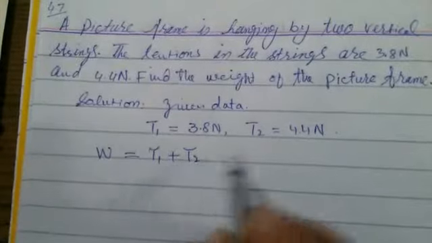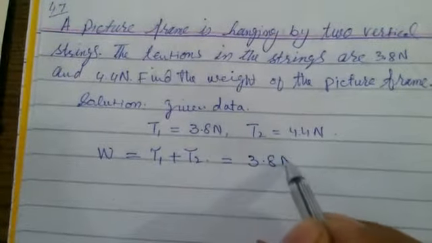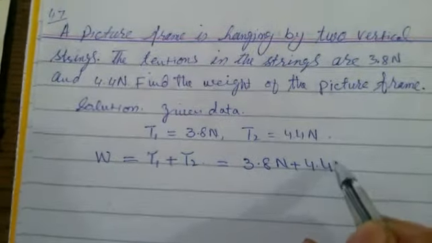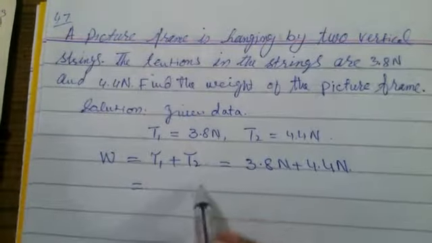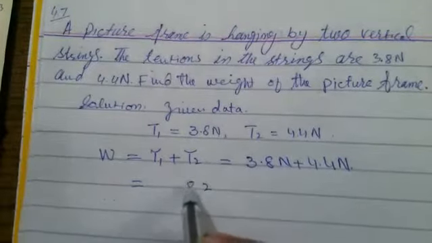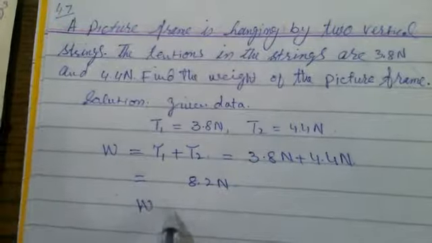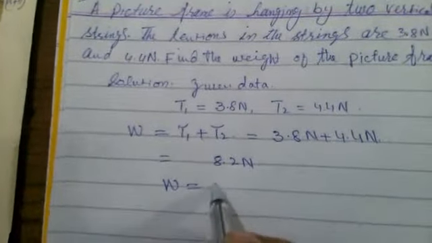equal to 3.8 Newton plus 4.4 Newton, which is equal to 8.2 Newton. So W, which is the weight of the picture frame, is equal to 8.2 Newton.